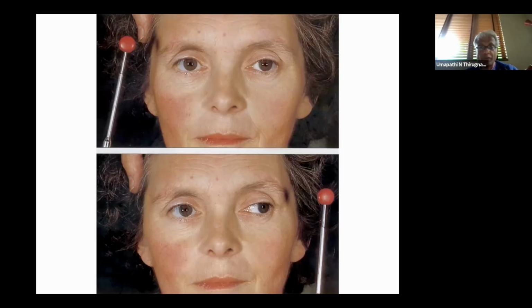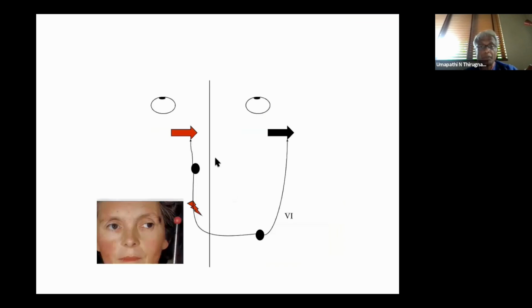Okay, then we go back to this diagram again. Now she's looking to the left. Now when she's looking to the left, this eye is not moving, this eye is moving very well. So you will draw, this is red, this is black. So for this to be red and this to be black, the lesion can be a number of things, but one of them is medial longitudinal fasciculus.